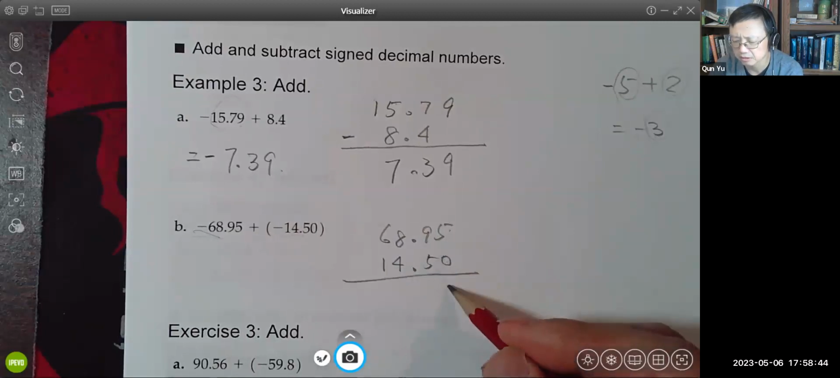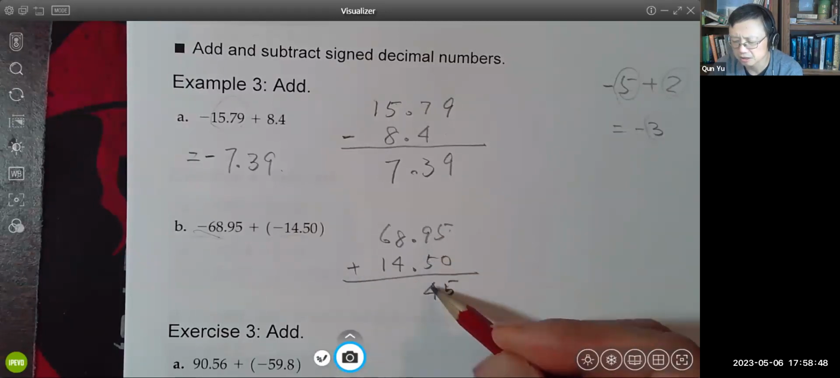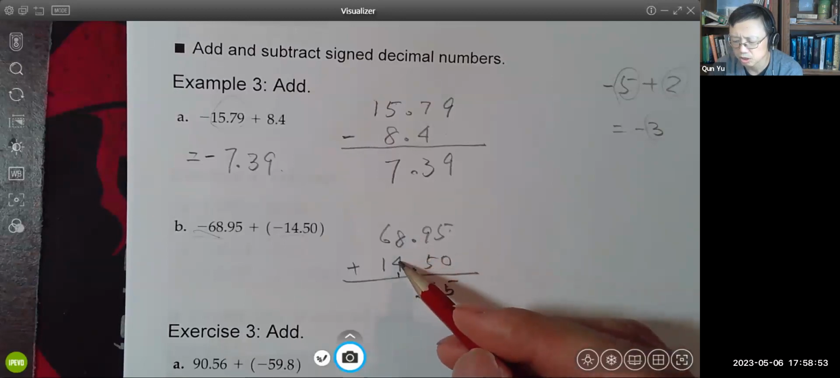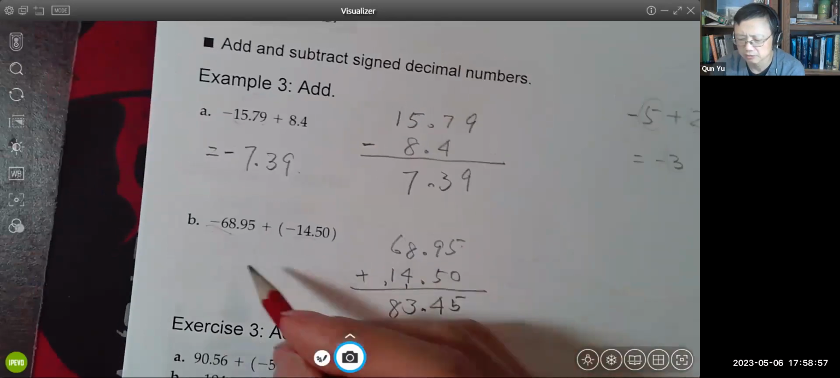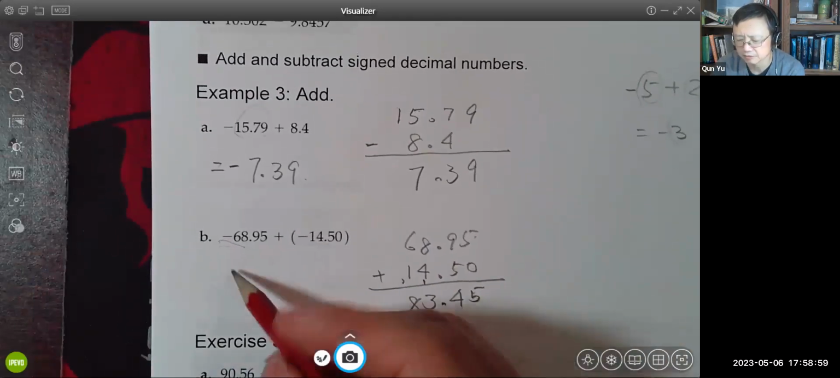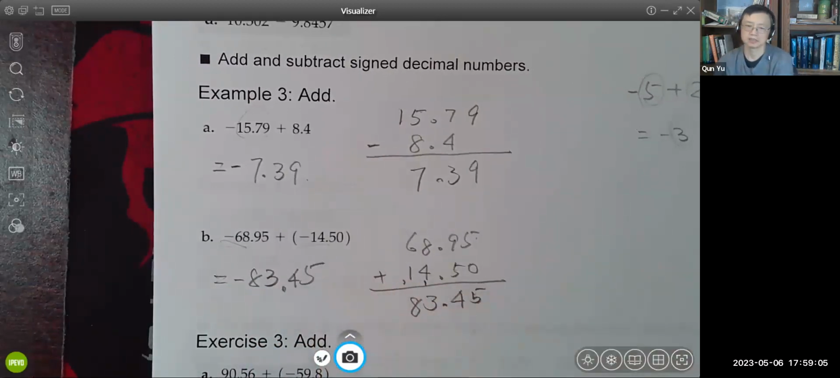5 plus 0 is 5. 9 plus 5, 14. Carry 1. 8 plus 4, 12, 13. Carry 1. That's 8. So we get negative 83.45. That's our final result.